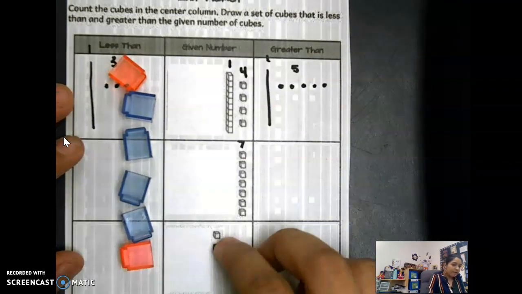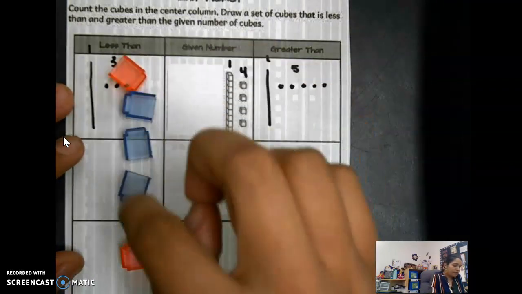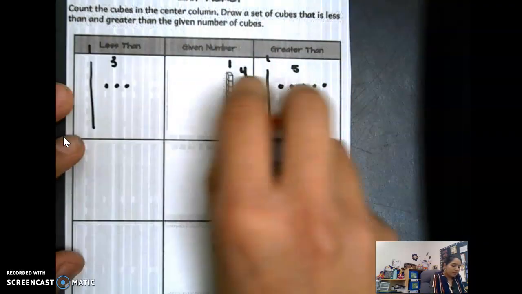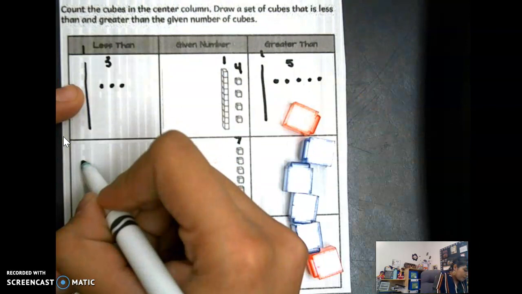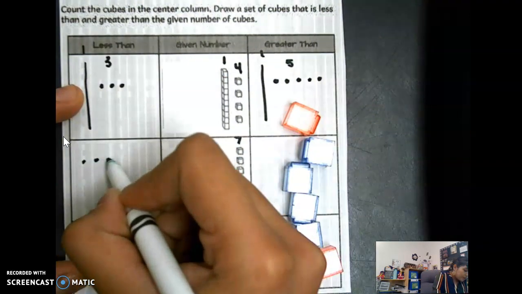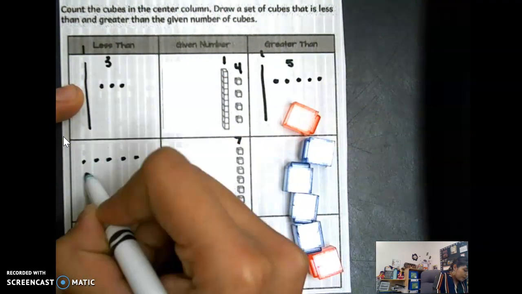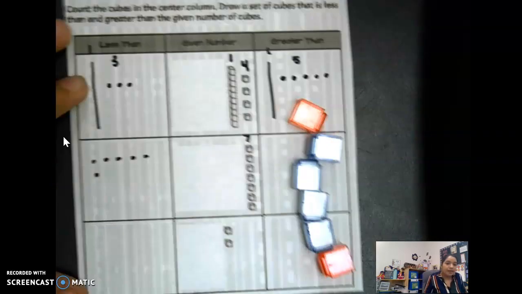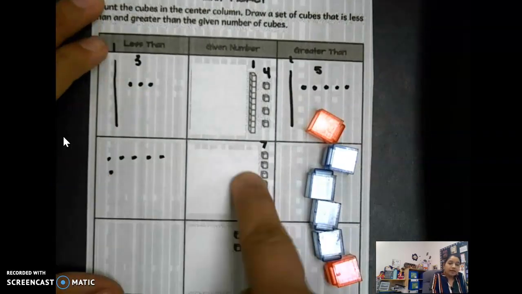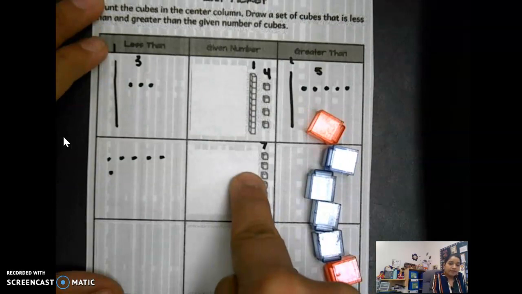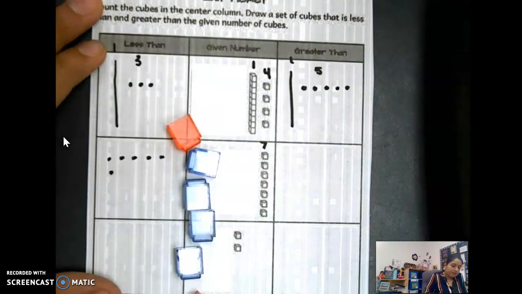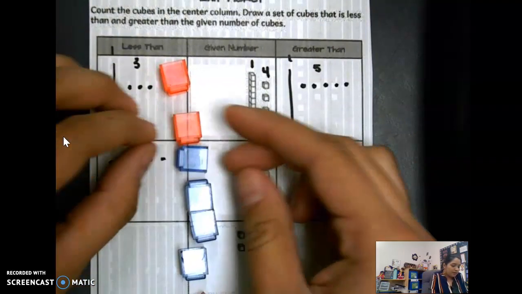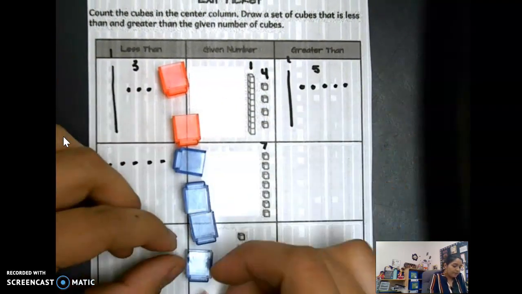I'm going to go ahead and take away. Now how many ones do I have left? 1, 2, 3, 4, 5, 6. So I'm going to go ahead and draw 6 dots right here. 1, 2, 3, 4, 5, 6. So is 6 less than 7? Yes. So then that is our number less than. Let's go ahead and have 7 dots, 7 ones again.